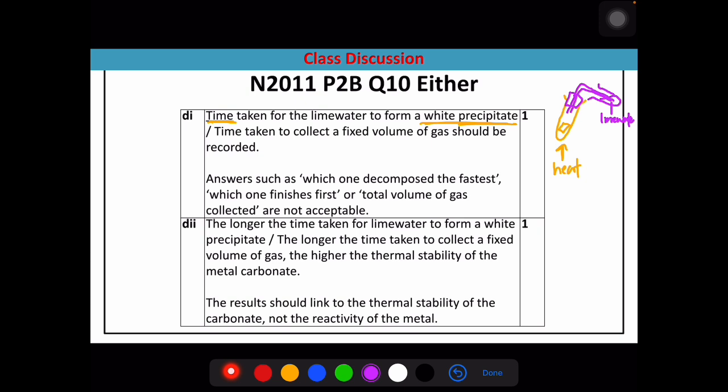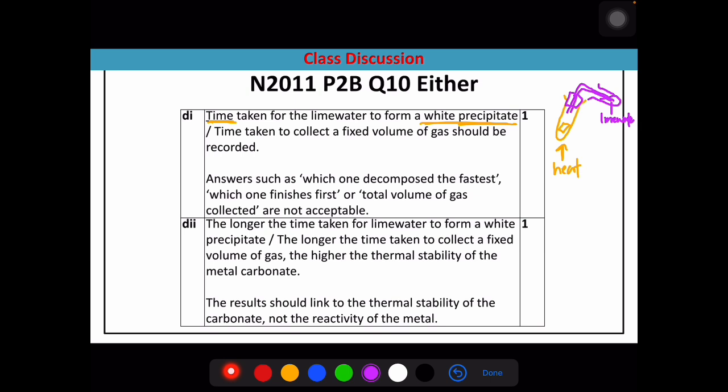So what he can do is he's only able to see how fast the white precipitate comes out. But to be very fair, this is not a very good method, right? Because how are you going to see the white precipitate forming fast or slow? It's impossible to see with your eyes, right? But that being said, it's okay. The question already said that it's lime water. We just go with it.